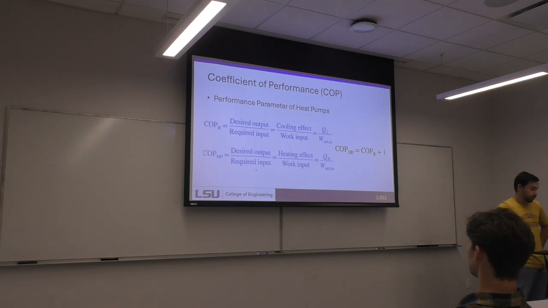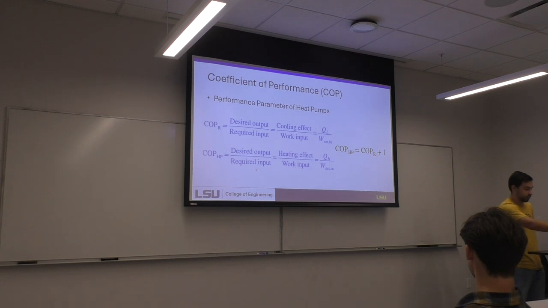The coefficient of performance is a performance parameter of heat pumps. The COP is defined as your desired output over your required input. In our case, for a refrigerator system, it's the cooling effect divided by the work input. It's this ratio. For a heat pump, obviously our desired output is the heating effect over the work input. So in this case, it's the heat added over the work in.